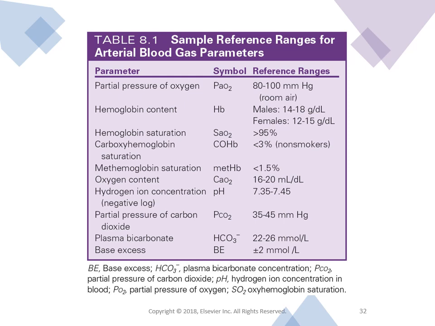Table 8.1 shows sample reference ranges for arterial blood gas parameters. This can be found on page 145 in your book.